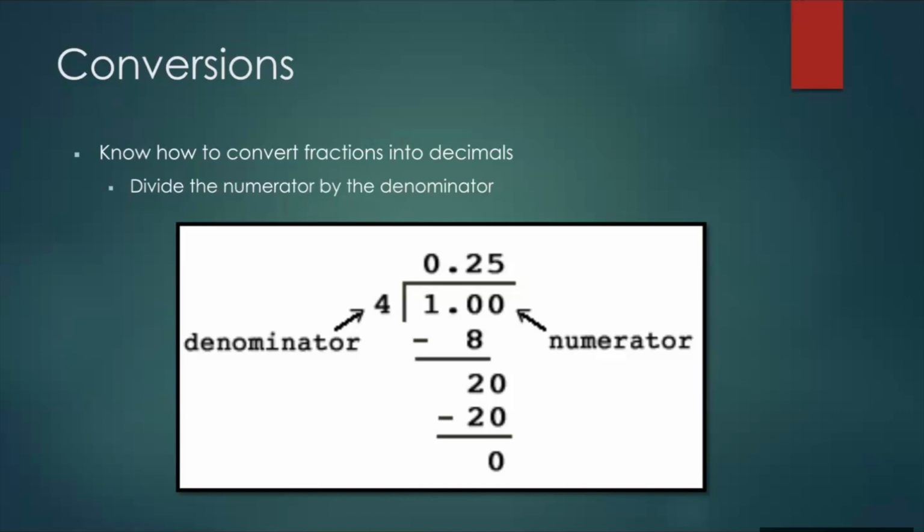Our first step in a problem like this is looking and seeing if the 4, what's on the outside, goes into the first number, right? We know that 4 does not go into 1. So we put a 0 above that 1, right? Now, we can put that decimal place right above where the 1 below it is, because we know that that's where the decimal has to stay.